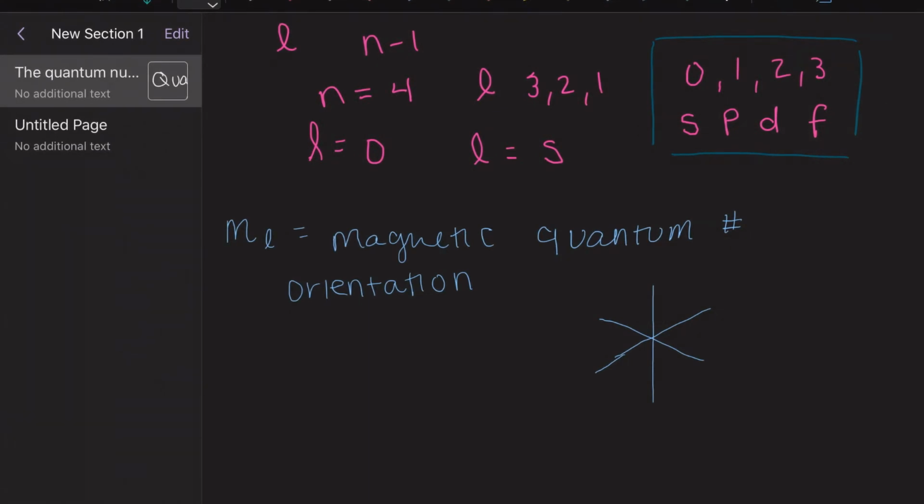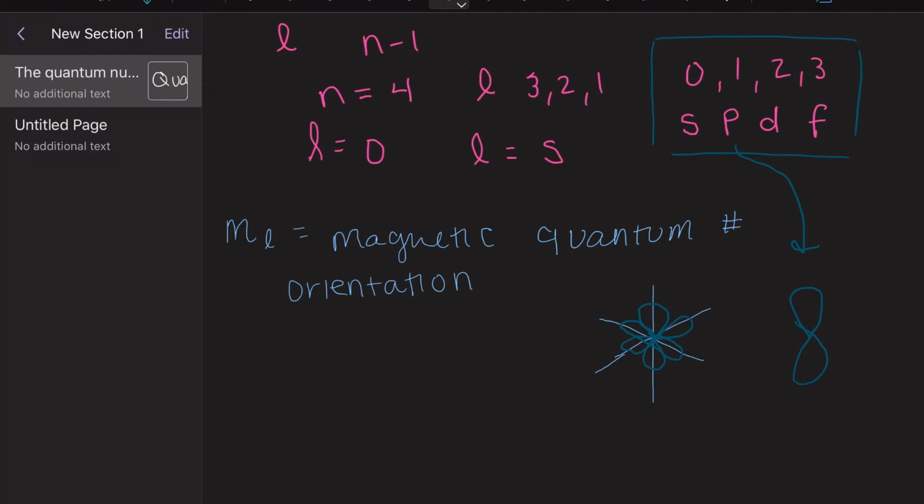After L, we consider M sub L, or the magnetic quantum number. And what that tells us is the orientation of the orbital. So let's look at an example to understand what that means. We'll take a p orbital. A p orbital looks like this. It's sort of like an 8 or an infinity sign. And it can look like this, facing up and down like I drew it, or it can look like it's going into the plane or going this way. And all of those exist at the same time in a molecule. So we use the magnetic quantum number to tell us how the orbital looks on an atom.